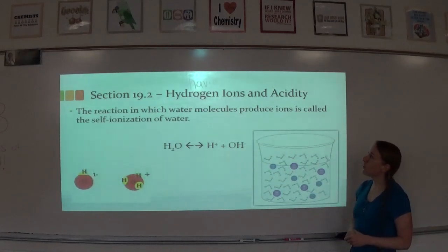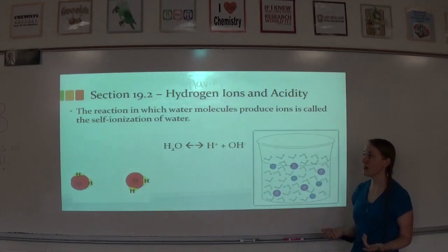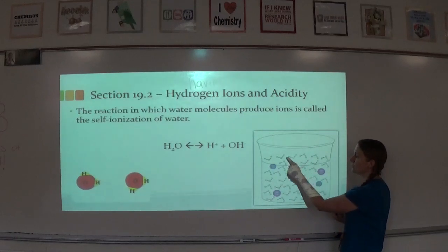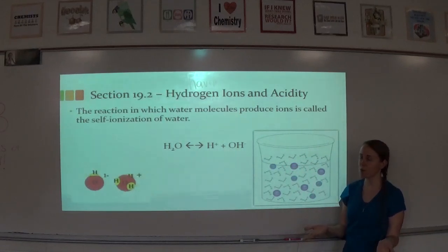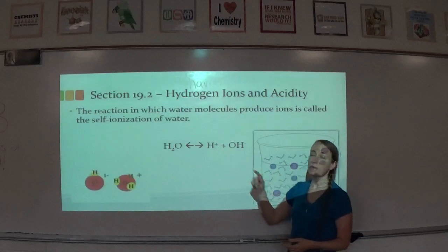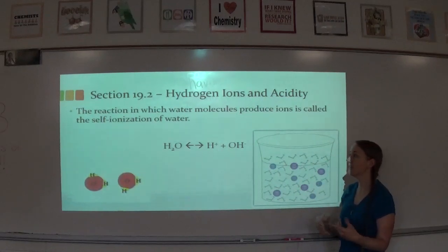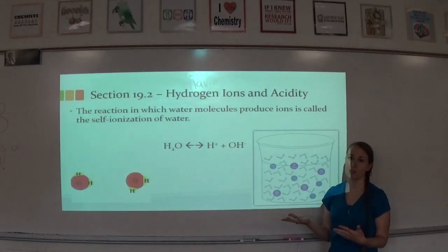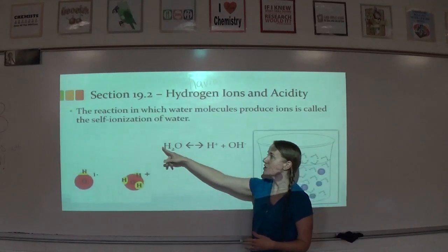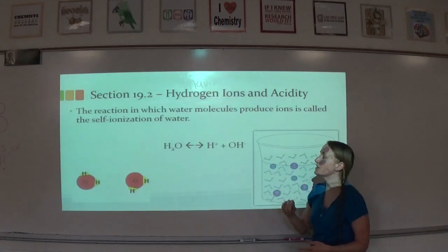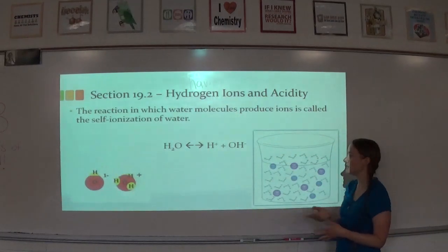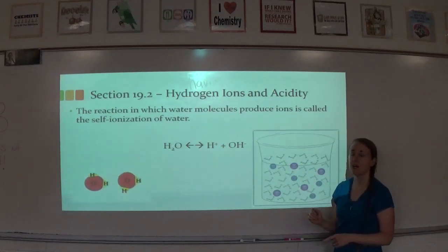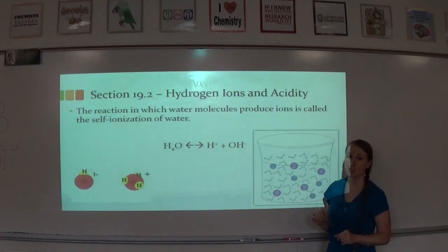The reaction in which water molecules produce ions is called self-ionization of water. When you have a sample of water, most of the molecules are going to remain as H2O. But some of them will break apart into H plus and OH minus, and when one of those H pluses hits another water molecule, it'll turn into an H3O plus. So you could write this reaction as 2H2O yields H3O plus OH minus. But what I want you to notice is in the sample, there are very few that have actually broken up. Most of them are going to remain as H2O molecules.